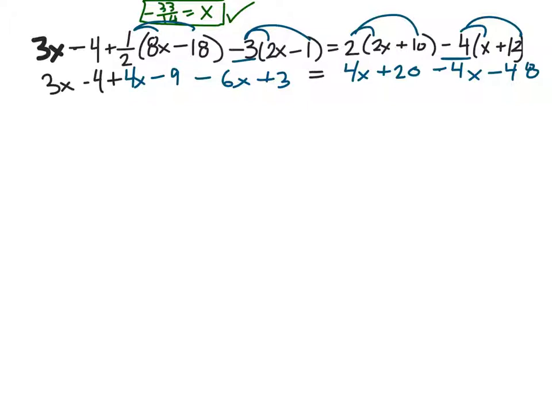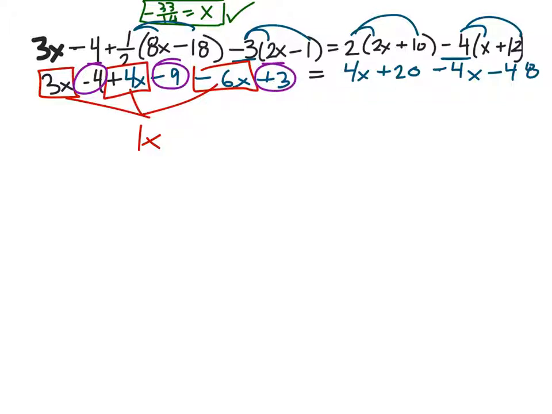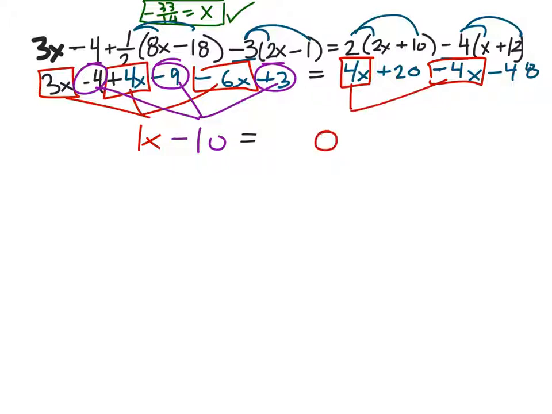Alright, well, let's combine like terms. So I got this 3x, I've got this 4x, and this negative 6x, which all combine to be 1x. Oh, very nice. Well, we've got this negative 4 and this negative 9, and then this positive 3, which all combine to be negative 10. This will equal, we need to combine everything on the right side, 4x minus 4x. These combine to be 0. And then we've got 20 minus 48, which would be negative 28. Well, of course, if we take 0 minus 28, we just get negative 28.